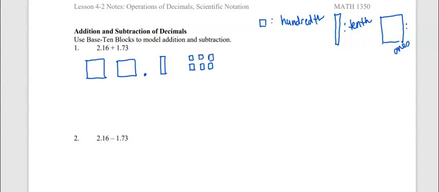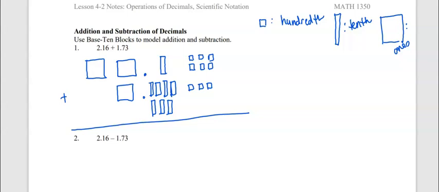So that's 2 and 16 hundredths. We are adding to that 1 and 73. So I have to draw 7 of those longs, and I'm already doing a terrible job. I'm sure you guys will draw them much better than I will. So 4, 5, 6, 7, and then we have 3 hundredths. And we're going to model the addition of those.